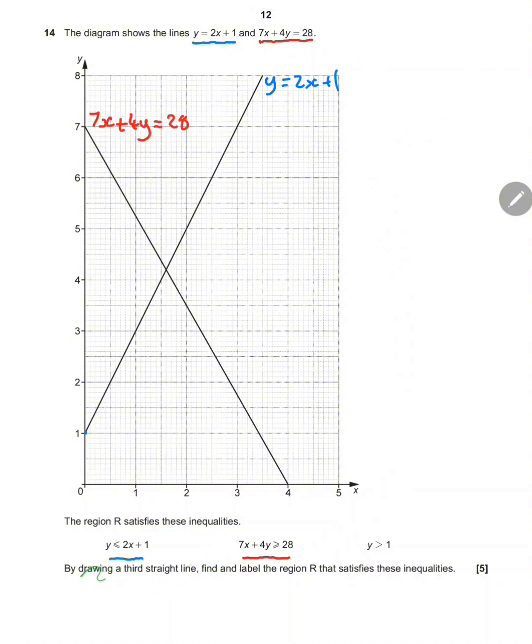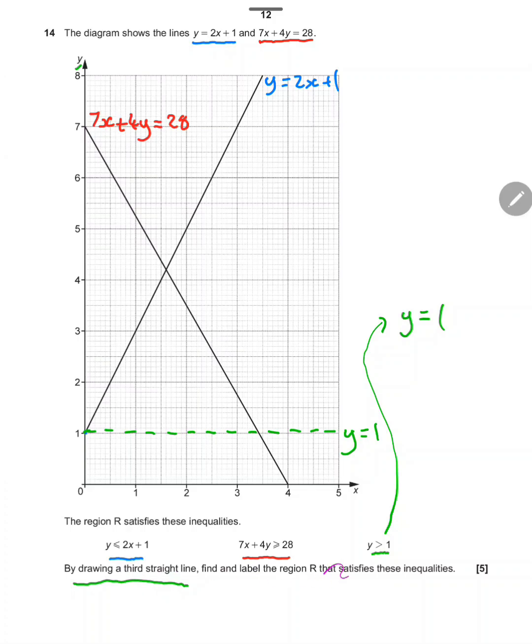The question says, by drawing a third straight line, well, it must be linked to this one. And the only straight line I can draw linked to this one is y equals 1. Just replacing the inequalities with an equal sign as it was in the other two graphs. So I'm going to draw y equals 1. Here's my y-axis. Here's 1. This is y equals 1. And I'm drawing it as a dashed line. I'll explain why in a second. Okay, but that is the straight line.